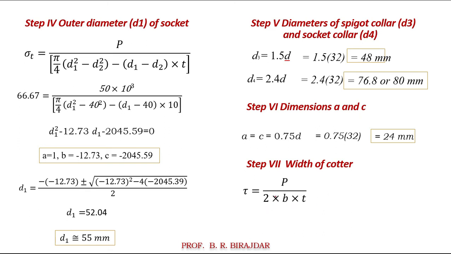The load is given, the allowable shear stress for the cotter pin we already found out, and the thickness of the cotter pin we already know. So from that you can find out the unknown average width of the cotter pin. We put all these values, and we get the width b equal to 50 mm. Now we found this based on the shear stress. Similarly, we have to check with the bending stress also.